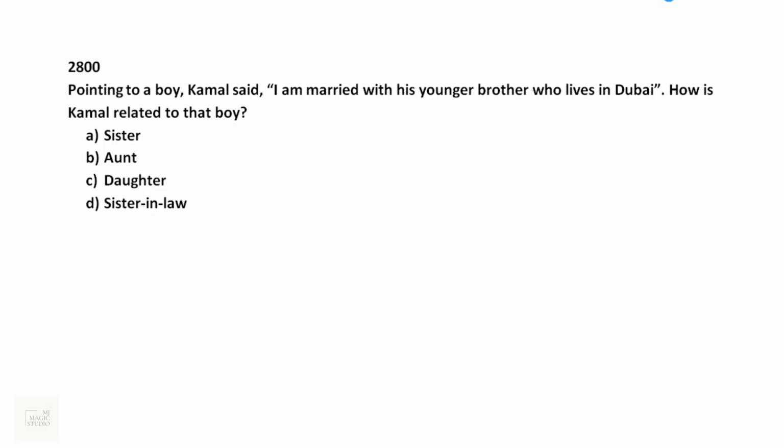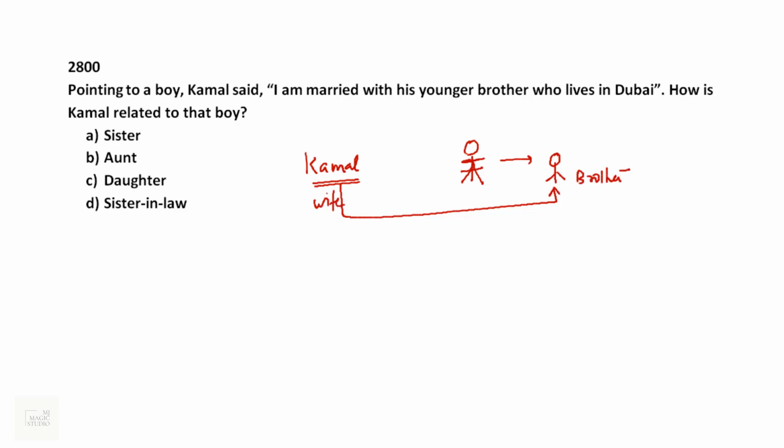A few questions from verbal reasoning to follow. Pointing to a boy, Kamal said, I am married with his younger brother who lives in Dubai. We have Kamal here. That means this is the boy. It should look like a boy. So, younger brother. This is the brother, wife of younger brother of this man.